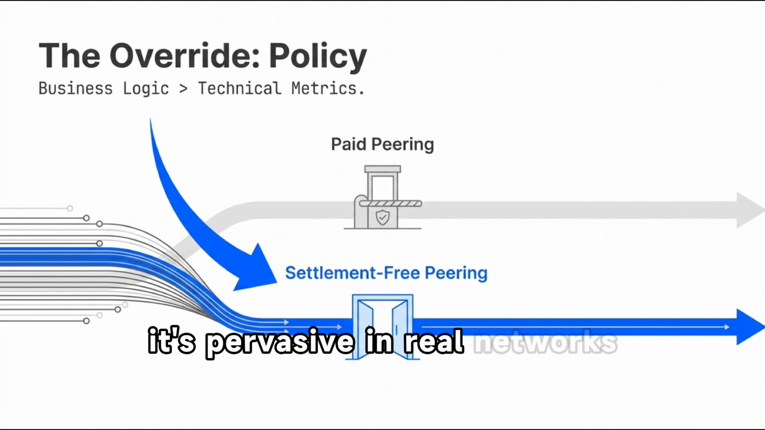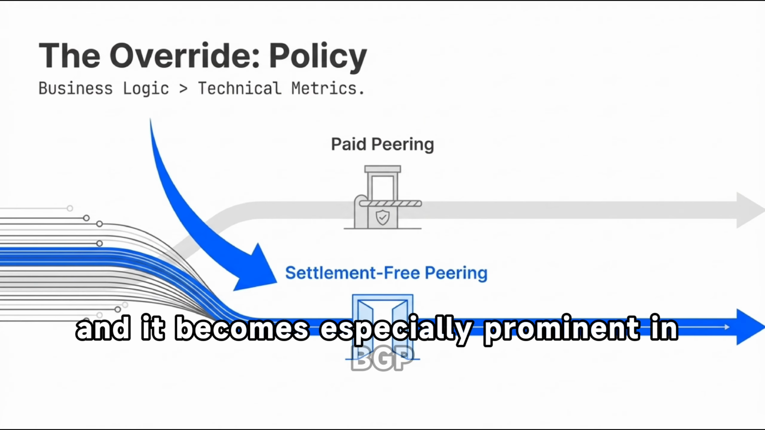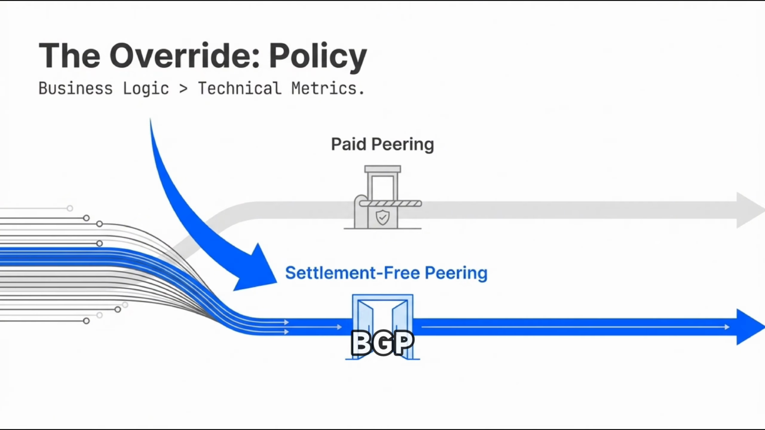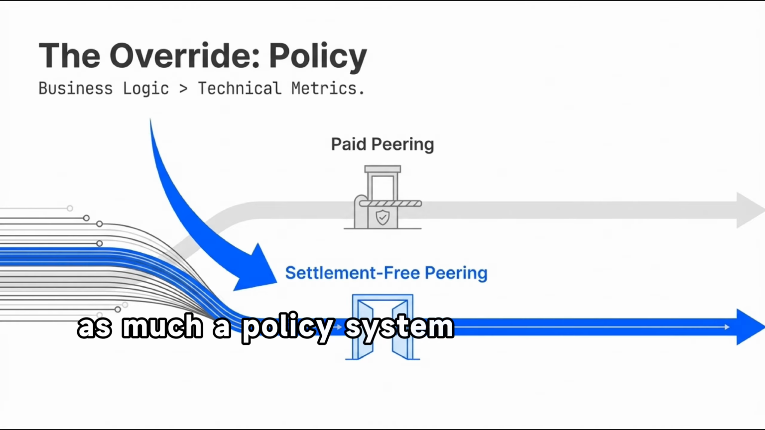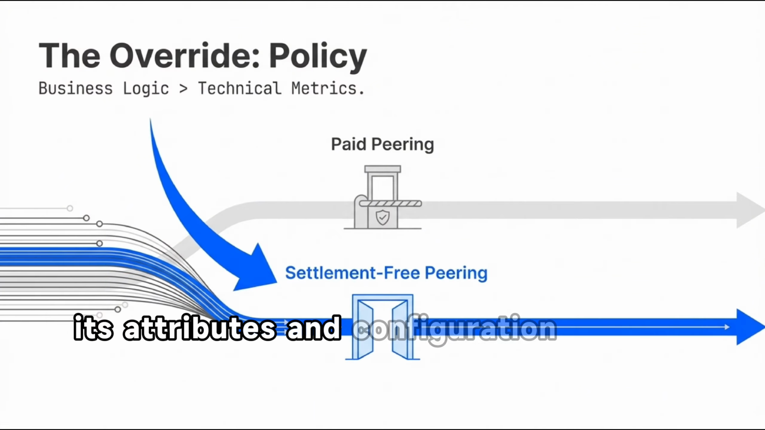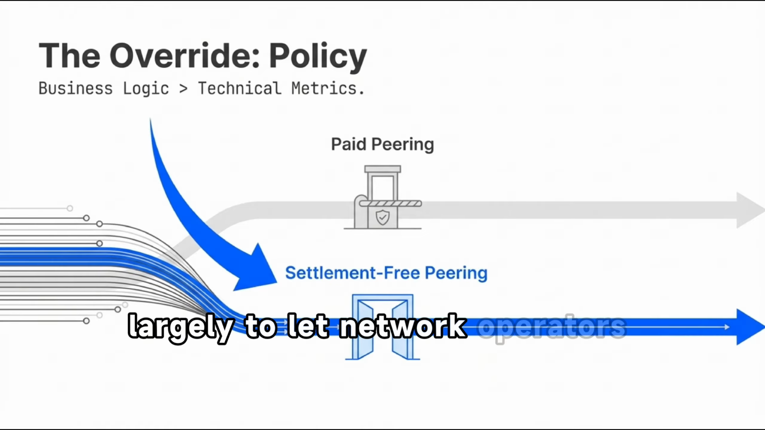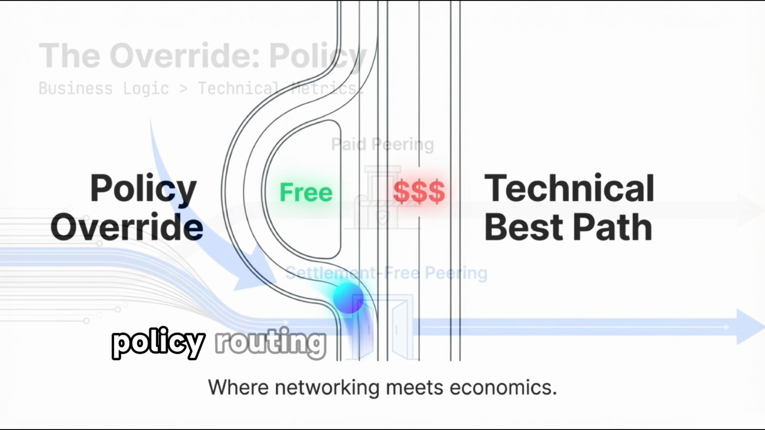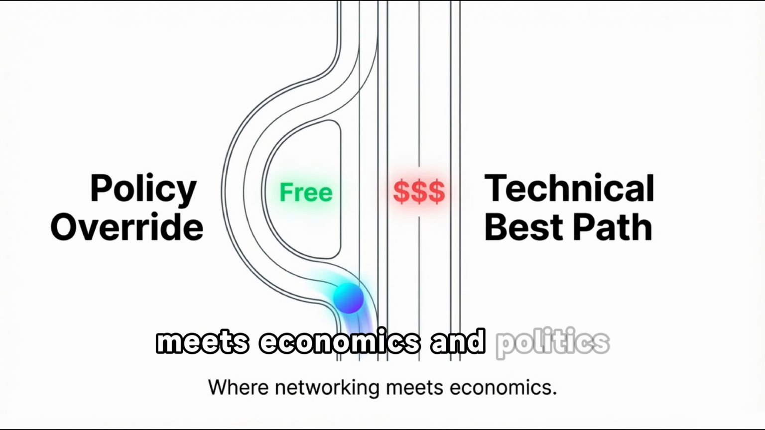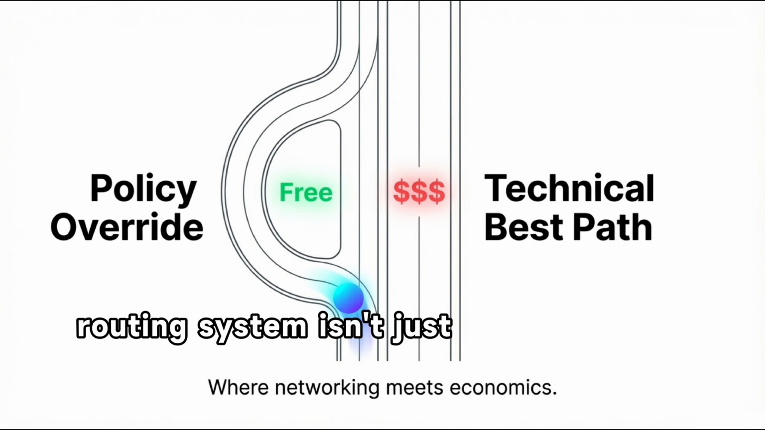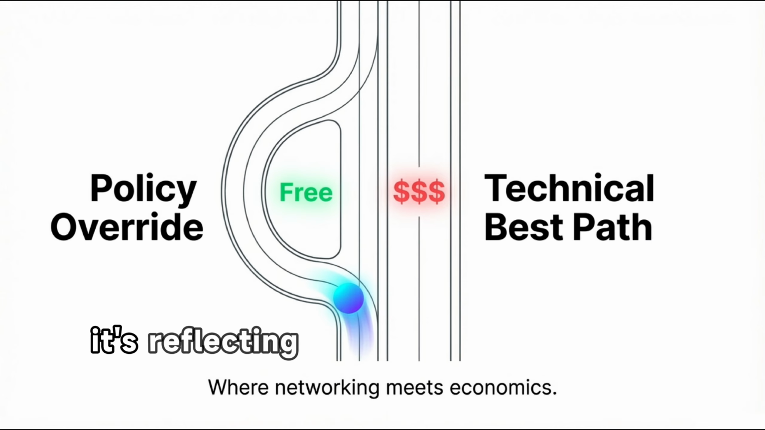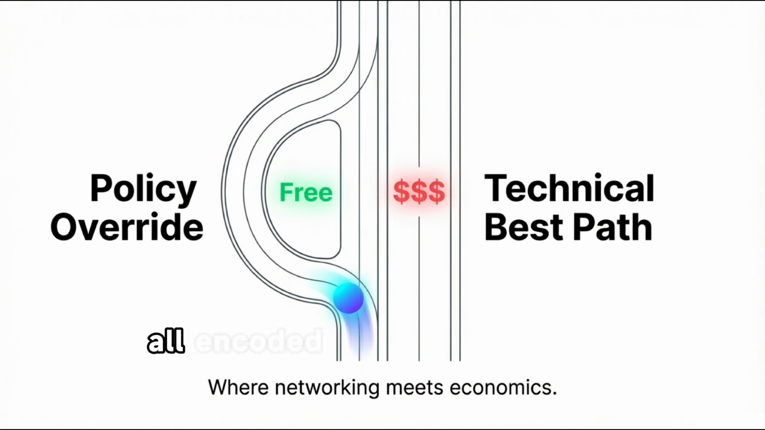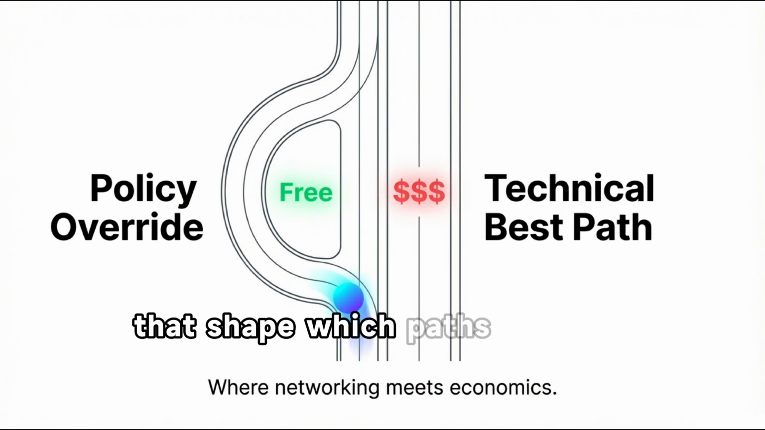It's pervasive in real networks, and it becomes especially prominent in BGP, the protocol that governs routing between different organizations on the internet. BGP is at its core as much a policy system as a technical routing system. Its attributes and configuration options exist largely to let network operators express business relationships and traffic preferences as routing decisions. Policy routing is where networking meets economics and politics. The Internet's routing system isn't just optimizing for speed and reliability. It's reflecting commercial agreements, regulatory requirements, and organizational preferences, all encoded as routing policies that shape which paths packets actually take.